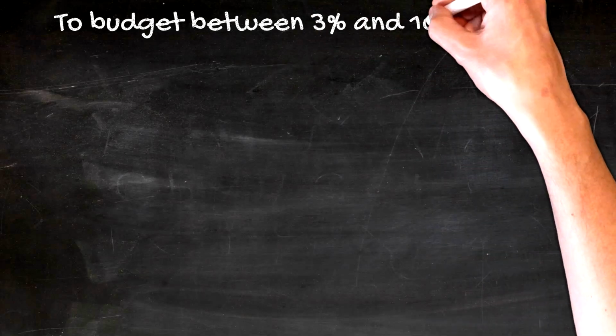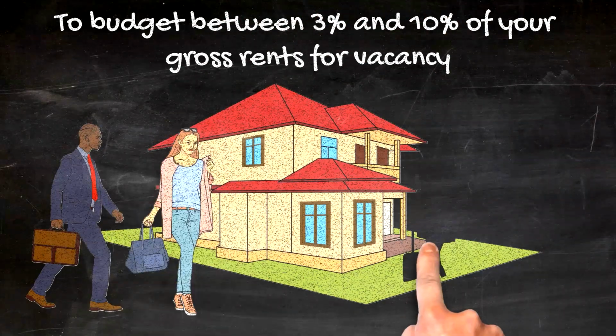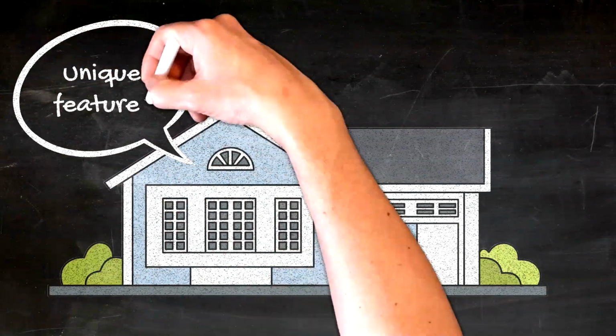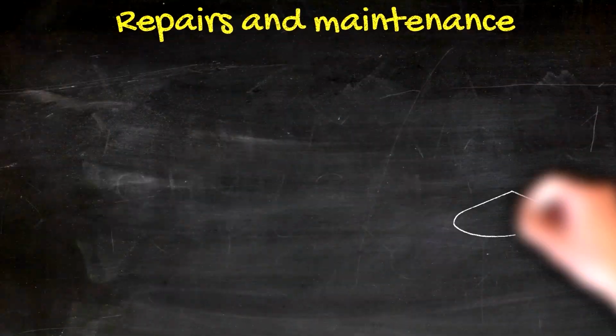A good rule of thumb is to budget between 3% and 10% of your gross rents for vacancy. If your unit is in a high demand area, you can stay on the lower end. If it's in a tough rental market or has unique features that limit your tenant pool, you should plan for more. Next, repairs and maintenance.